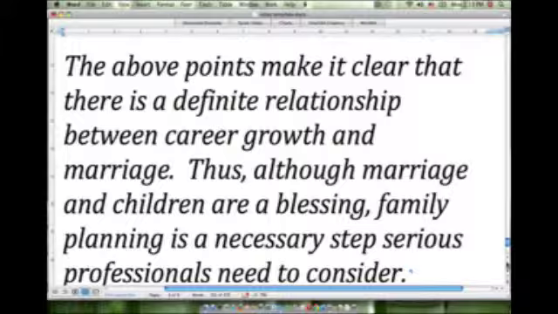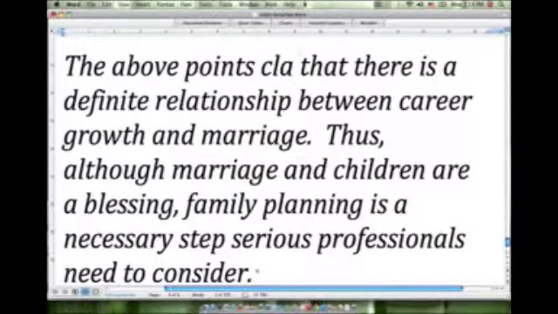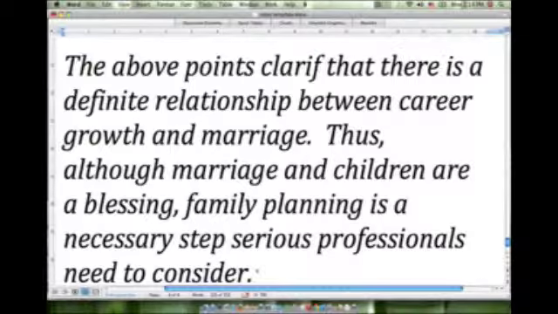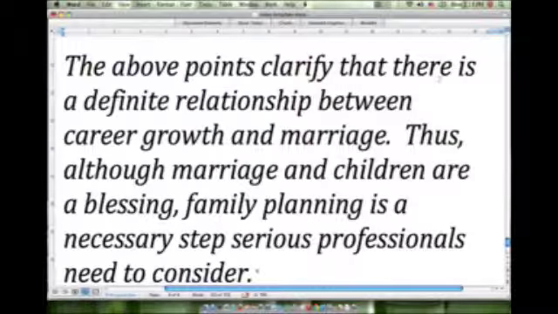The above points make it clear that there is a definite relationship between career growth and marriage. Okay, let me just change this because we used "make it clear" twice very closely together. The above points clarify that there is a definite relationship between career growth and marriage. Thus, although marriage and children are a blessing, family planning is a necessary step serious professionals need to consider.